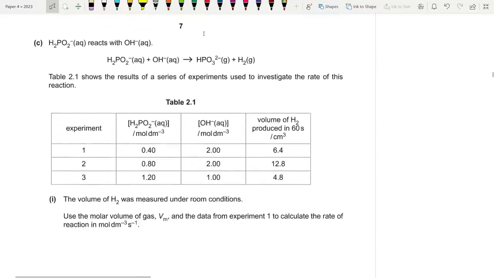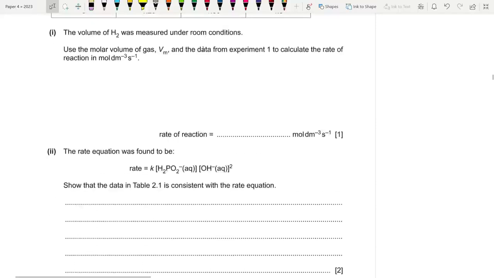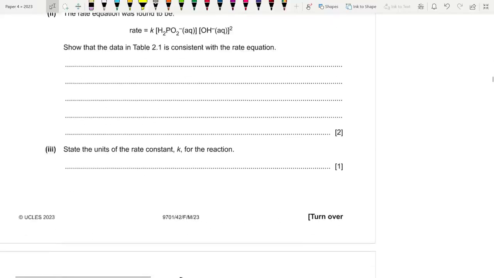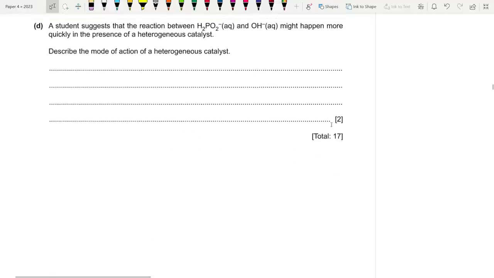Now H2PO2 minus aqueous actually reacts with hydroxide as well. Table 2.1 shows the results of a series of experiments used to investigate the rate of this reaction. The volume of hydrogen was measured under room conditions. Use the molar volume of gas and the data from experiment 1 to calculate the rate of reaction in mole per dm cube per second. Fine. How big is this question, by the way? It's pretty big.